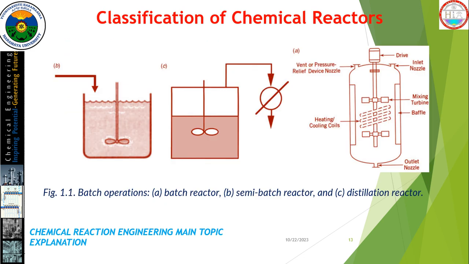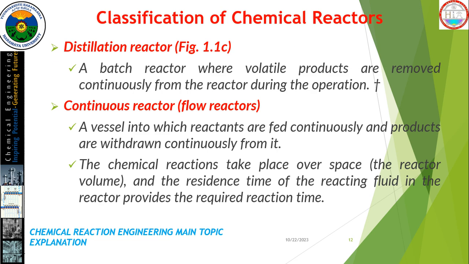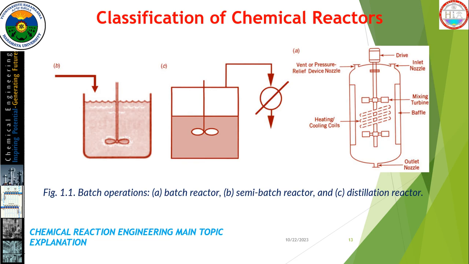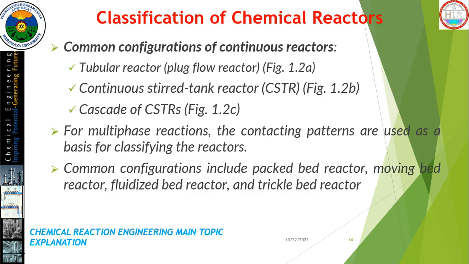Residence time. So this reaction is actually this is what we call it. B is a semi-batch reactor. C looks like a distillation reactor, which means that it has its own condenser as well as an evaporator, what we call the cooling and heating medium. So that's the common configuration of reactors.